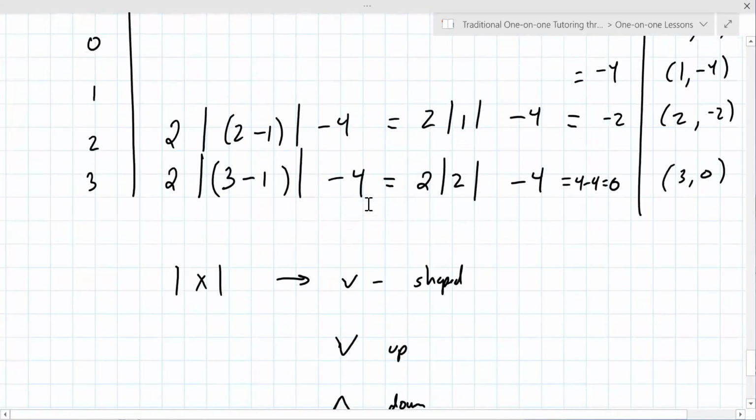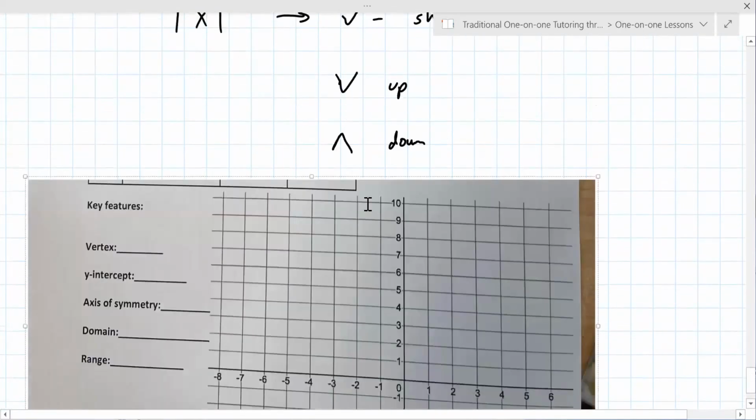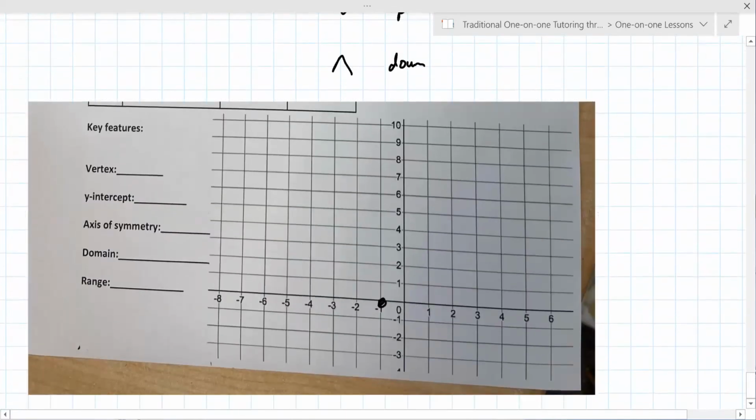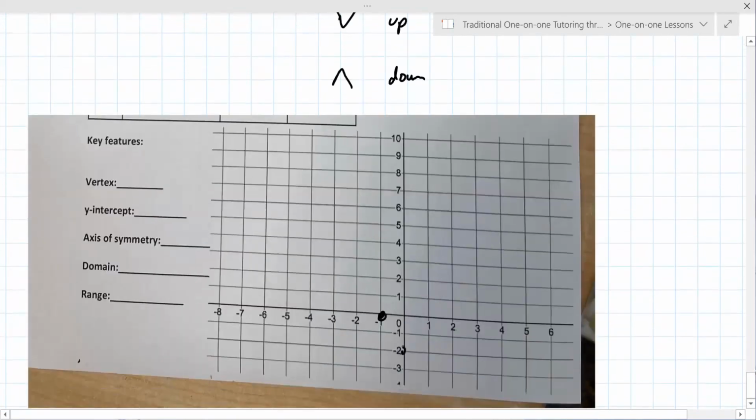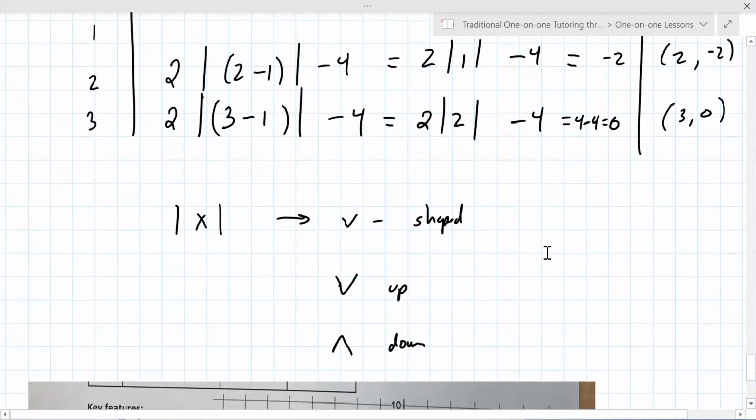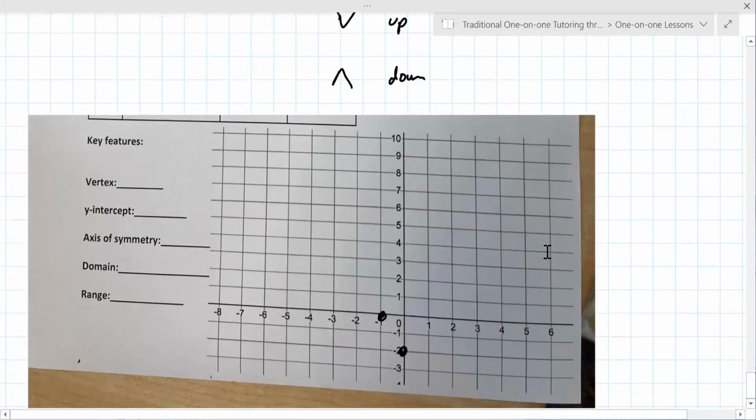I'll grab these ordered pairs here: -1, 0. And then 0, -2 is down here. And then 1, -4. And then these come up here, so it ends up looking like this. See how it V's up? So then I guess the axis of symmetry would be 1. That's right. It's x equals 1.